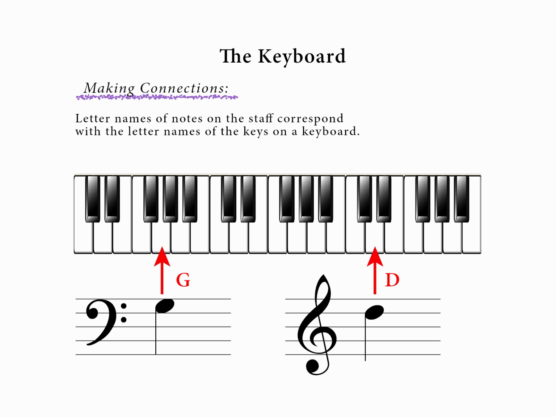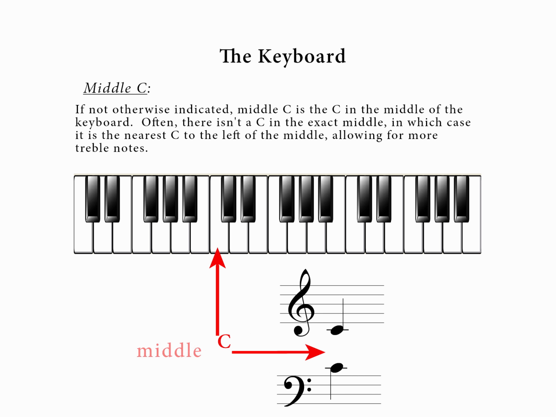The next step is to connect notes on the staff to keys on the keyboard. To know which octave to play on the keyboard, you need to find middle C. If not otherwise indicated, middle C is the C in the middle of the keyboard. Often there isn't a C in the exact middle, in which case it's the nearest C to the left of the middle, allowing for more treble notes.